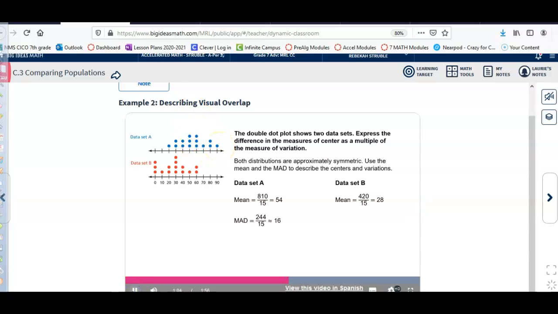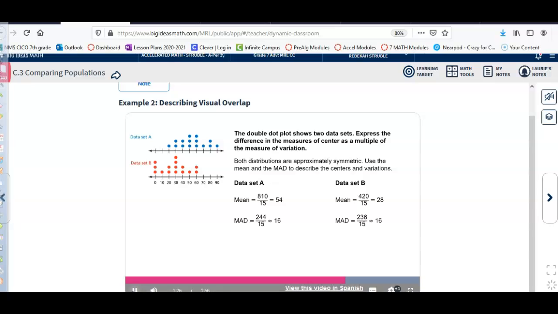To find the mean absolute deviation, first find the distance between each data value and the mean. Then find the sum of the distances. And we discussed how to find the MAD in class. You can also look it up. 36 divided by the number of data values, 15, which is approximately equal to 16.